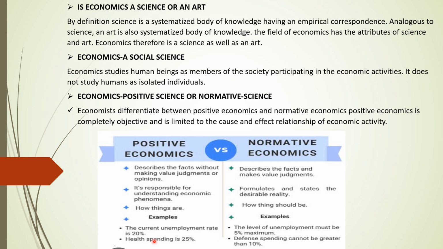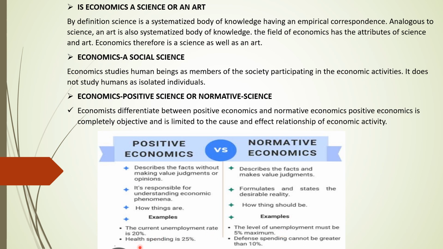Okay, it is an exact thing. And in the normative economics example, the level of unemployment must be 5% maximum. जो unemployment का level है ज्यादा से ज्यादा 5% होना चाहिए. Okay, ऐसा normative economics में कहा गया है.